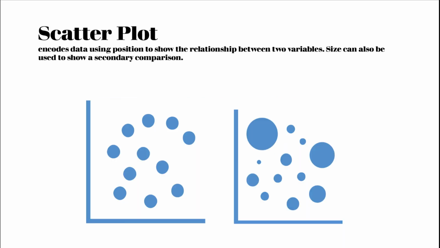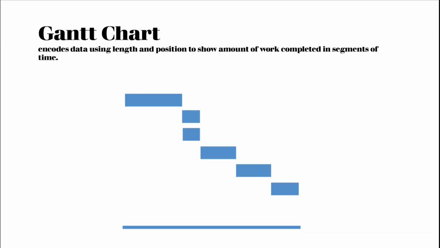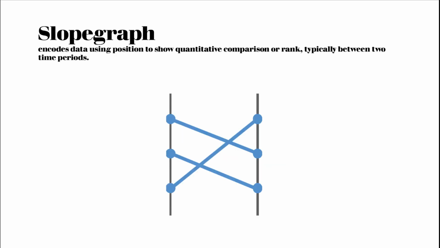A scatter plot uses position to show the relationship between two variables. Typically, measures are plotted on a quantitative scale, and an additional measure can be encoded using size. Now, Gantt charts use length, height, and position to show when one thing ends and another begins. The slope graph, which has been very popular in recent years, uses position for quantitative comparisons or rank, typically between two time periods.